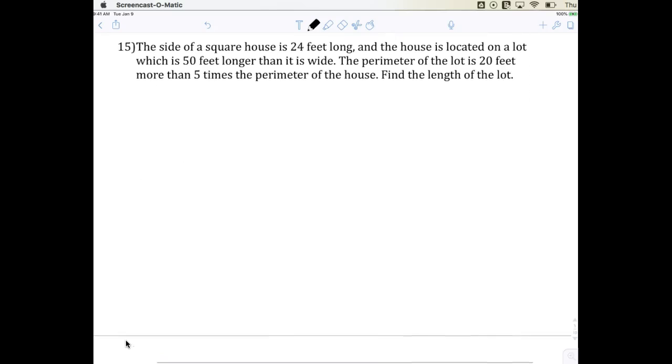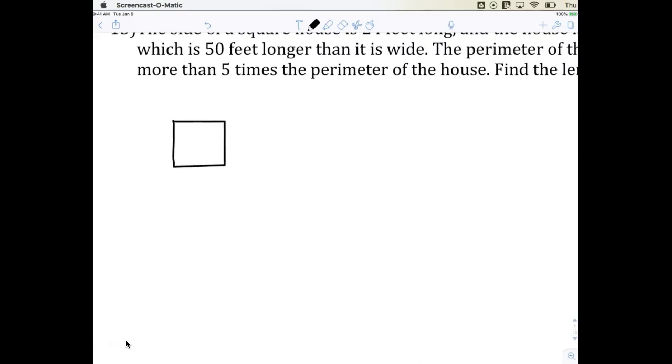All right, so here we go with 15. Chop chop on 15. The side of a square house is 24 centimeters long. So I'm going to draw a square house. Now remember, when you're solving math problems, you've got to leave yourself enough room to work. Each side of the house is what? I'm just going to put 24, 24, 24, 24, and I know it's a square visually.